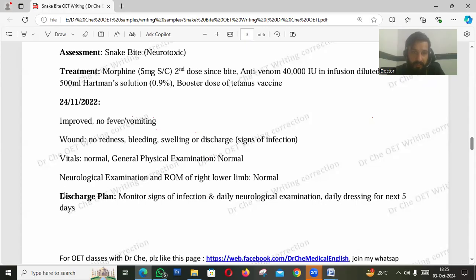And this is the discharge, and this is the date. So this is the same date you are going to discharge the patient, the 24th. Monitor vitals. So this is the discharge plan. For whom are you writing this plan? The physician of the patient. The family physician will monitor signs of infection and do a daily neurological examination. They will do daily dressing of this patient for the next 5 days. This is the plan for the physician, the GP.